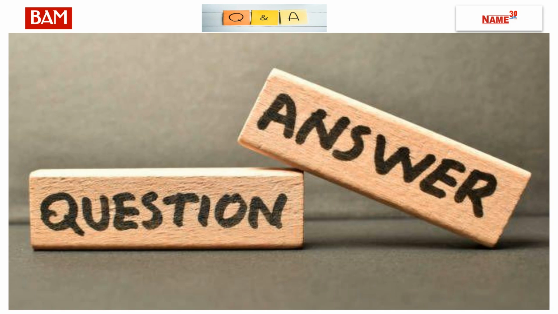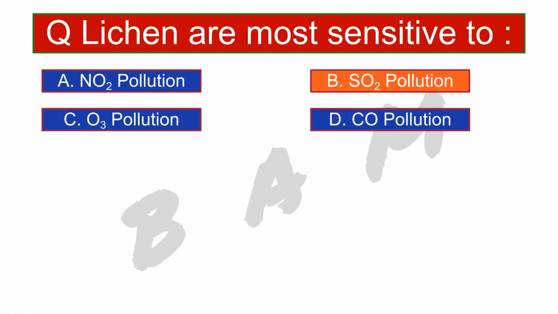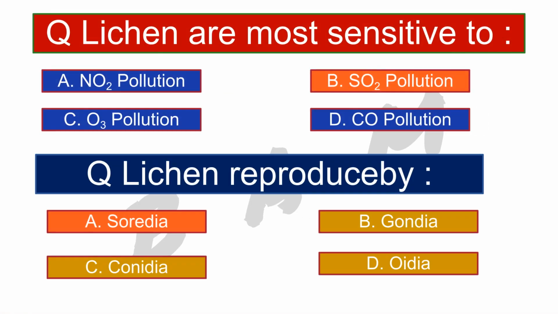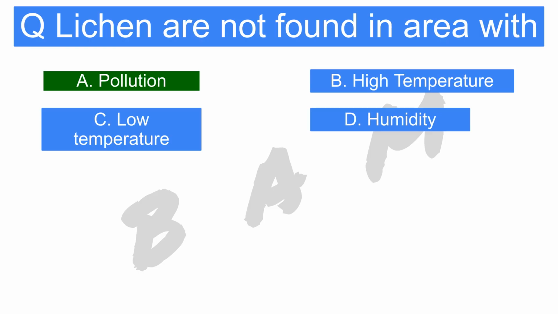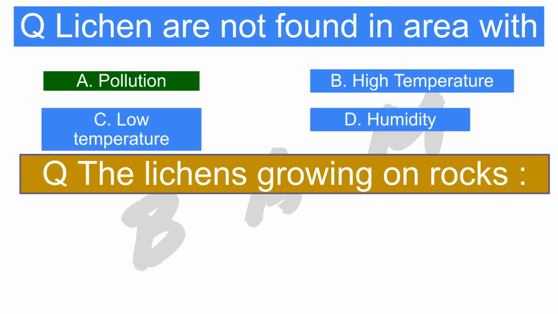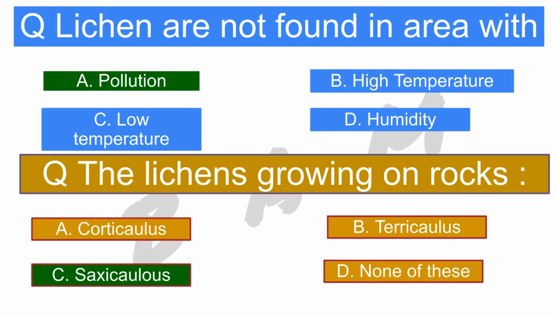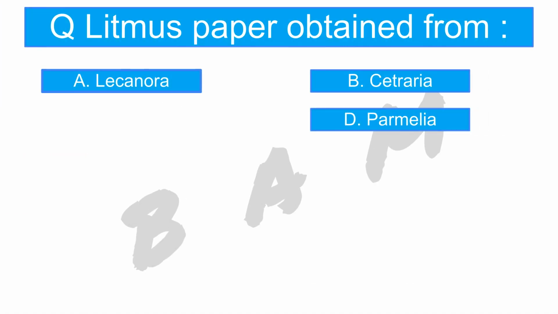We will go through the questions and answers now. Lichens are most sensitive to sulfur dioxide, or SO2 pollution. Also, lichens typically reproduce asexually by soredia. Lichens are not found in areas with high pollution, specifically sulfur dioxide. Lichens growing on rocks are classified as saxicolous. Litmus paper is obtained from the lichen Roccella.